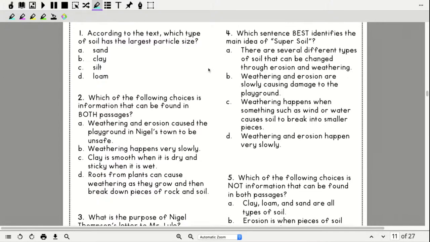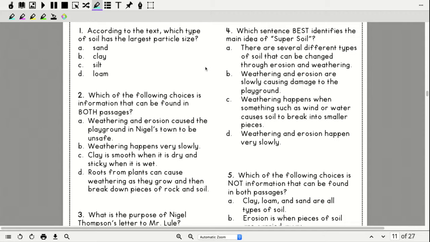Number one says, according to the text, which type of soil has the largest particle size? A, sand, B, clay, C, silt, D, loam. Now, when we were reading, if you go to the second paragraph of Super Soil, it easily tells us that people are able to see the tiny pieces of sand because the particle size is large. Okay, so that answer is sand.